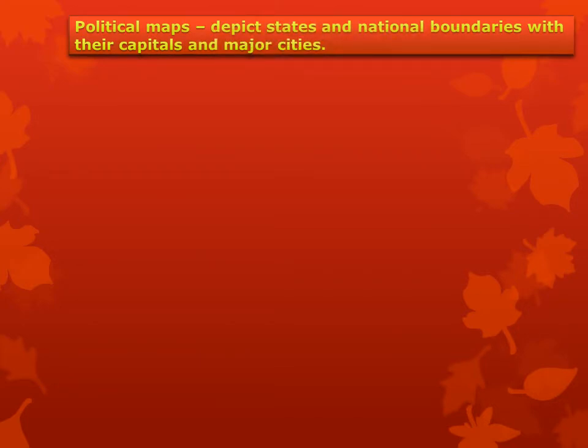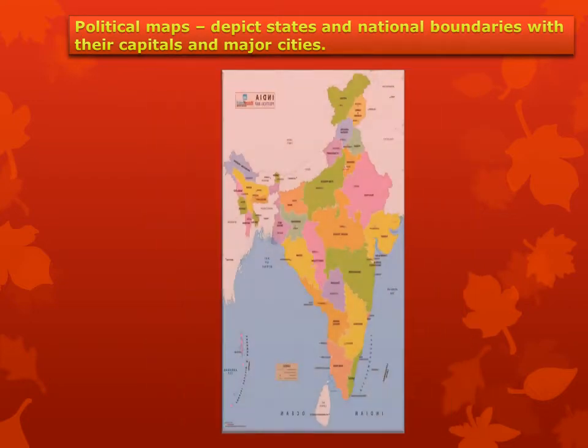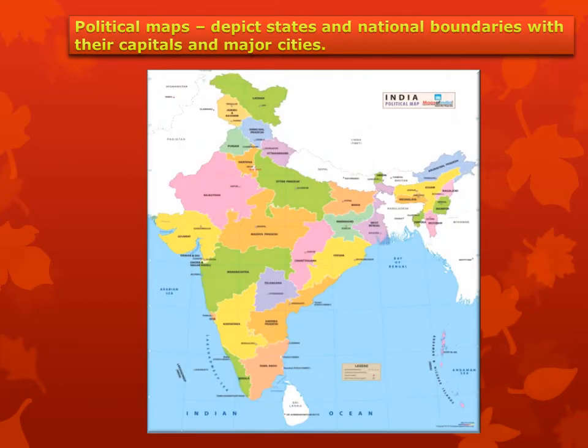Now we have political maps. It depicts states and national boundaries with their capitals and major cities. Here you can see a political map of India. So you have the states and their capitals and some of the major cities.